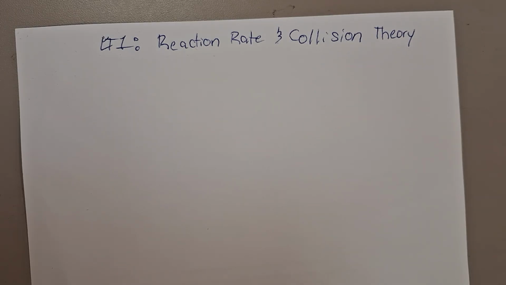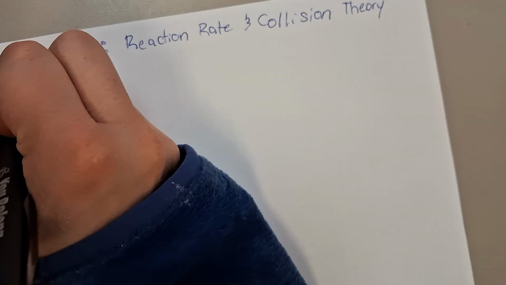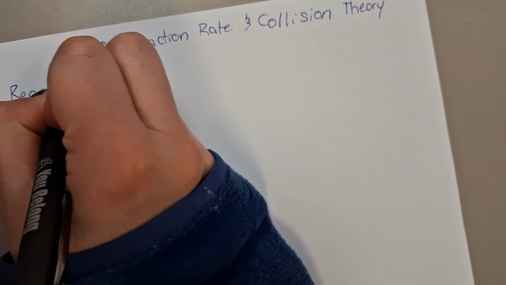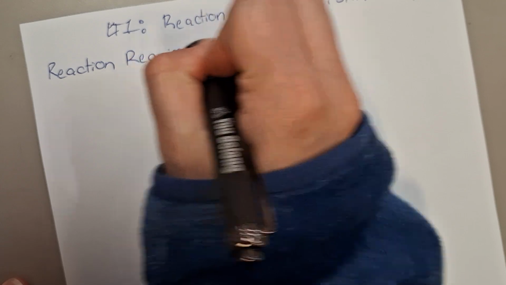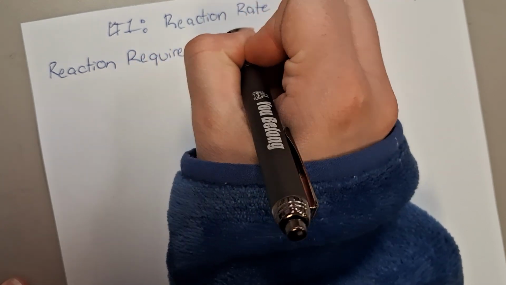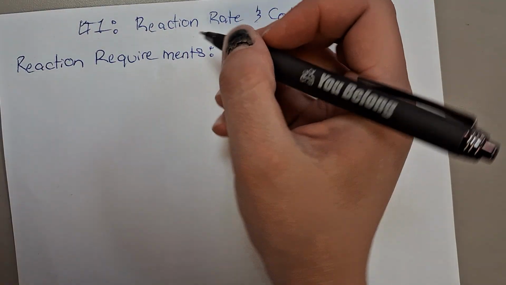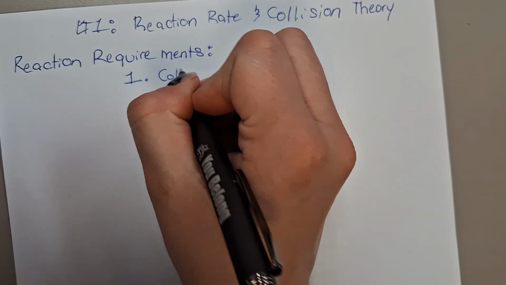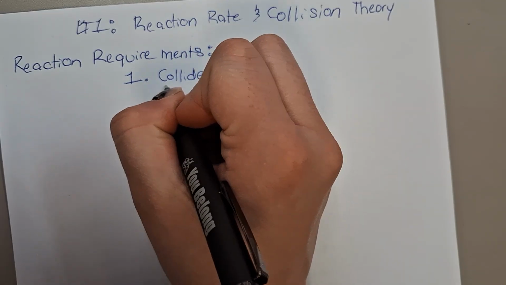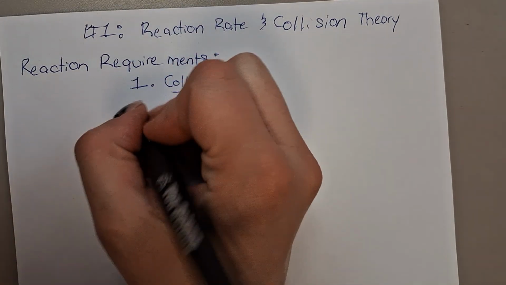The first thing we need to know for this is reaction requirements, or what's required for a reaction to happen. Now in order for two different molecules, particles, atoms to react, these three things need to happen. Those particles need to first collide. They need to hit each other like my Freaky Friday story.